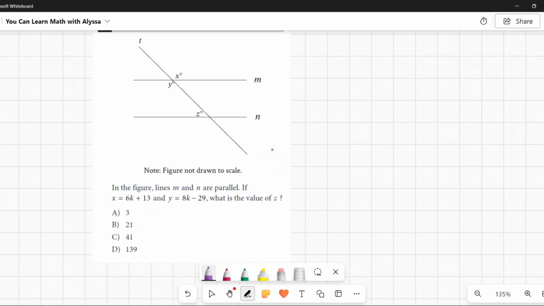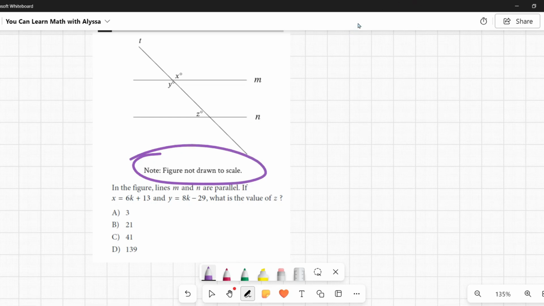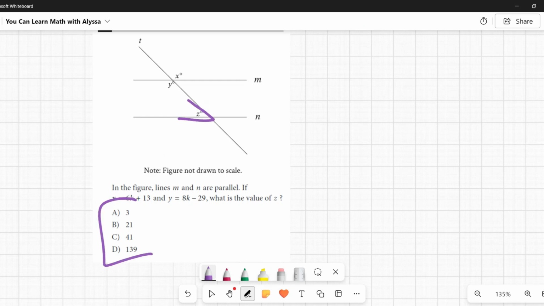Number 16. In the figure, lines M and N are parallel. If X equals 6K plus 13 and Y equals 8K minus 29, what is the value of Z? Now it's saying figure not drawn to scale because they don't want us to just eyeball it and say, well, Z looks like it's about this number of degrees. We can't do that. We have to do the math.